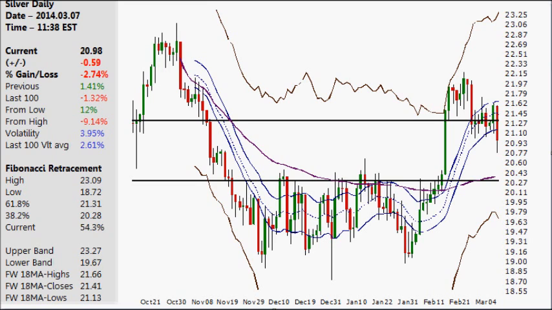Let's do a silver chart update, one time frame, the daily chart. There will be no videos on Saturday or Sunday, so let's get this done today.